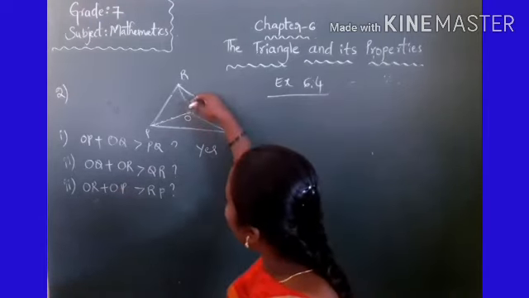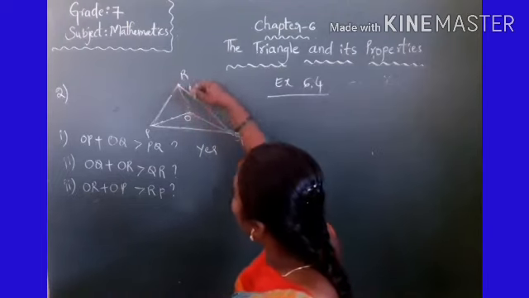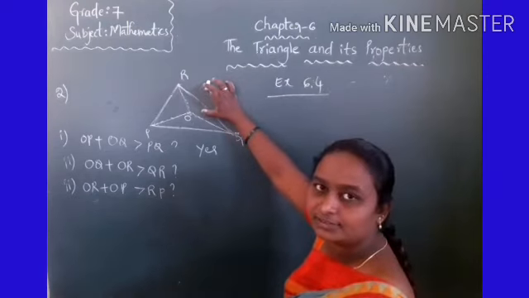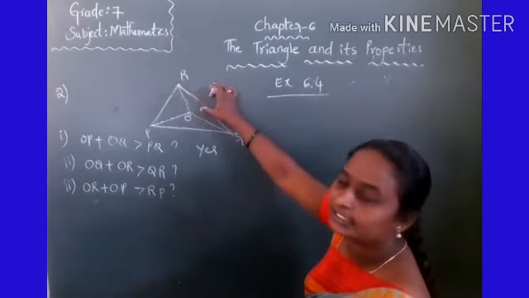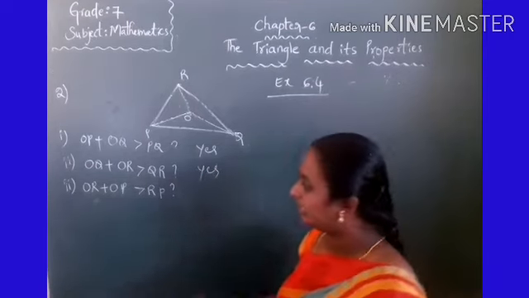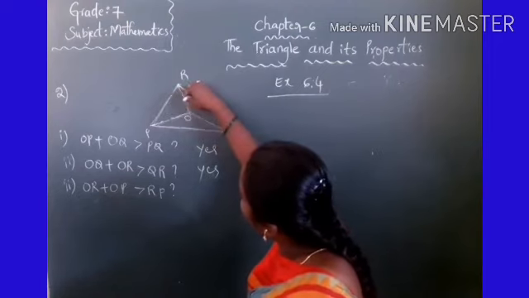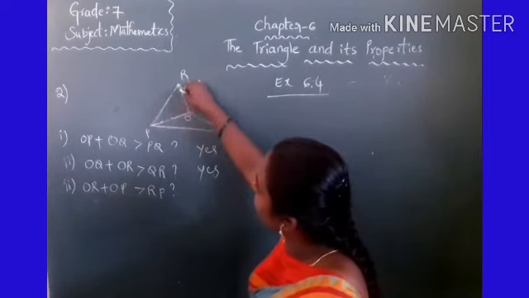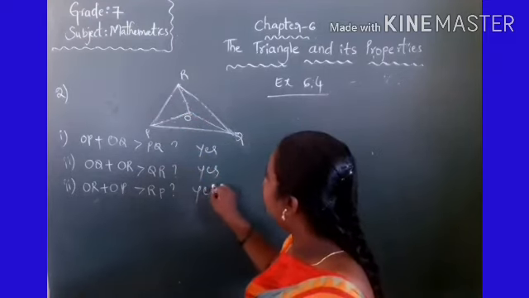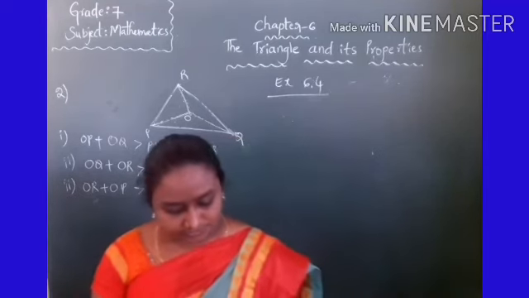Next, observe here, this OQ plus OR. The sum of these two lengths is greater than QR. Yes, these two sides are greater than the third side. Yes, it is correct. And next, OR plus OP. The sum of the lengths of two sides is greater than RP. Is it correct? Yes, it is correct. So you have to do it, right.